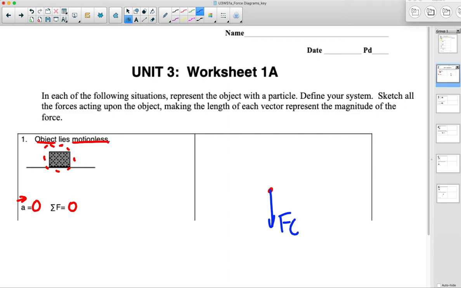And from here, we've got a force of gravity on the object by the Earth. And we want to measure that force of gravity because the net force is 0. The net force along the y or vertical axis is going to be 0. This is on a surface, so force normal on the object by the surface. And because the net force is 0, these two forces have to be the same size.